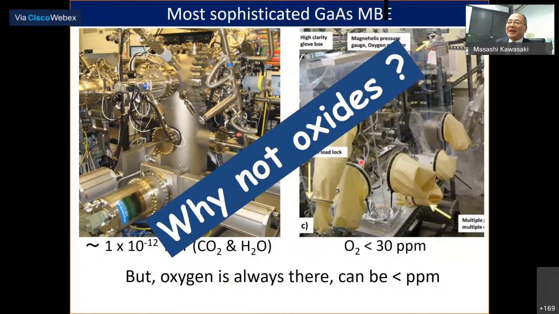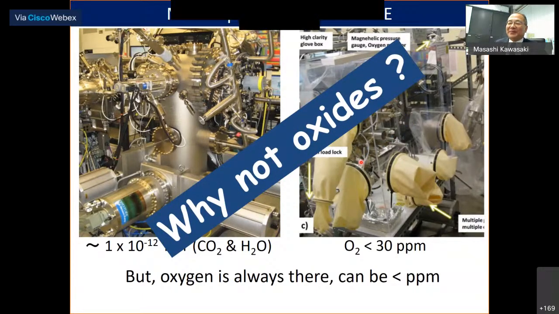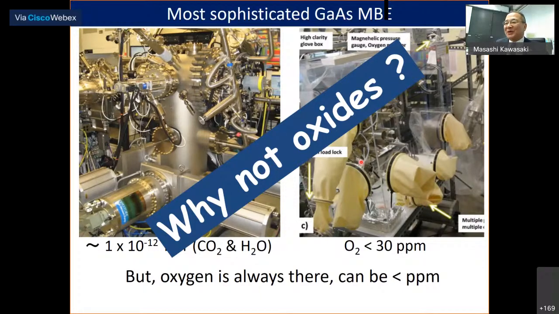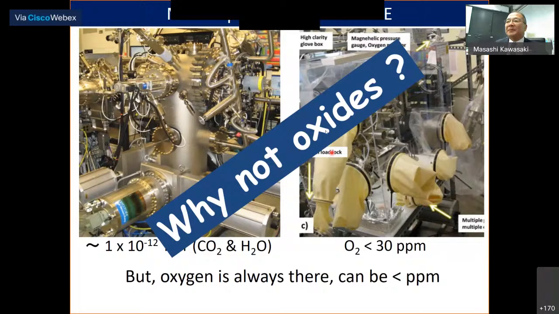So if you don't like oxygen as an impurity, the best way is to take an oxide, so you don't have to worry about oxygen as an impurity. An oxide likes oxygen. On this globe, you will never be able to avoid oxygen as an impurity.